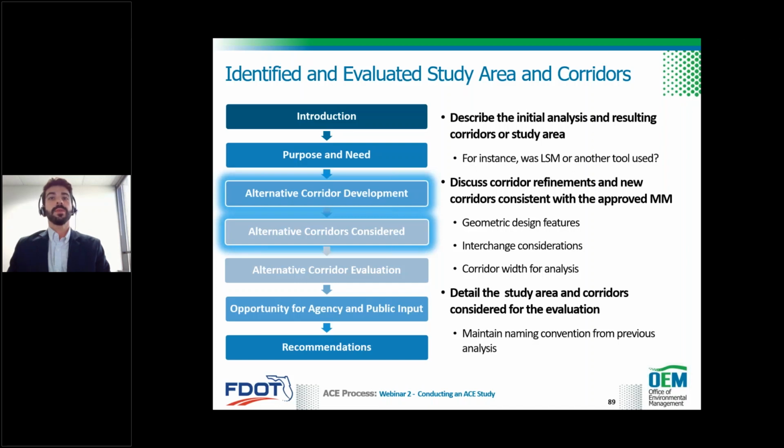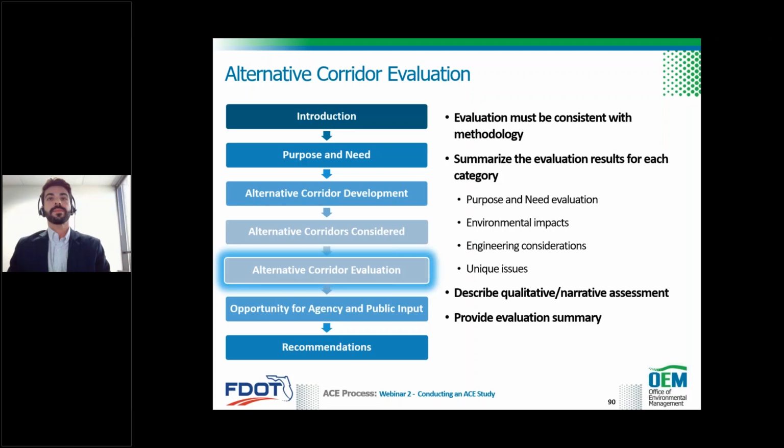Note that it is possible that initial corridors were maintained the same for the ACE study. This could be the case when you have identified corridors during the initial analysis that have a defined typical section. When the refinements are completed, you should have a set of corridors or a study area to begin the evaluation. These are the corridors that are considered for the evaluation. As mentioned earlier, it's important to maintain the naming convention of the corridors.